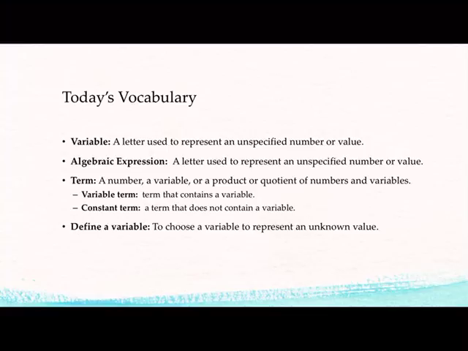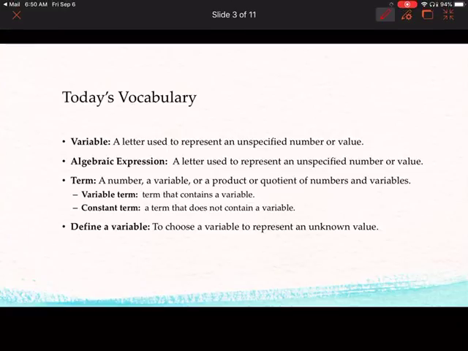So today's vocabulary, a variable is a letter used to represent an unspecified number or value. So for instance, our most popular variable is x. Algebraic expression, a letter is used to represent an unspecified number or value. So we're just going to use a variable. A term is a number, a variable, or a product or quotient of a number and variable.